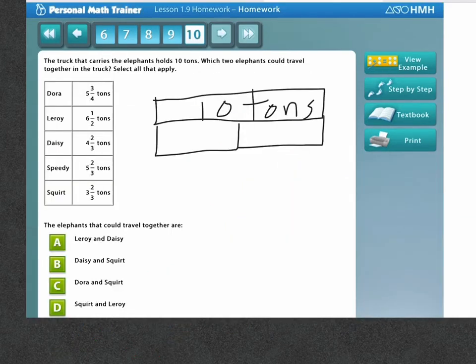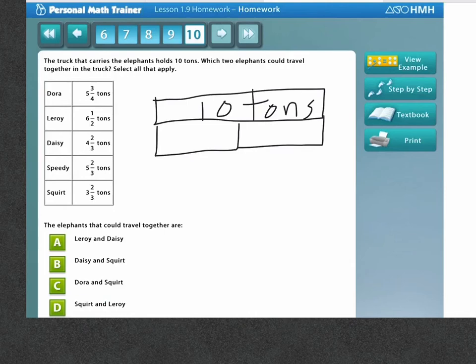For this word problem, let's unpack it. The truck that carries the elephants holds 10 tons. So we're looking for a total of 10 tons. Which 2 elephants could travel together in the truck? They cannot exceed 10 tons. So whatever elephants we choose, they cannot go over 10 tons. So it's kind of a guess and check strategy. We're going to have to guess which 2 and check.